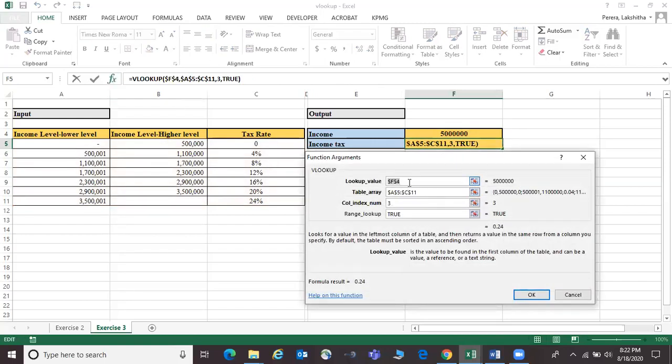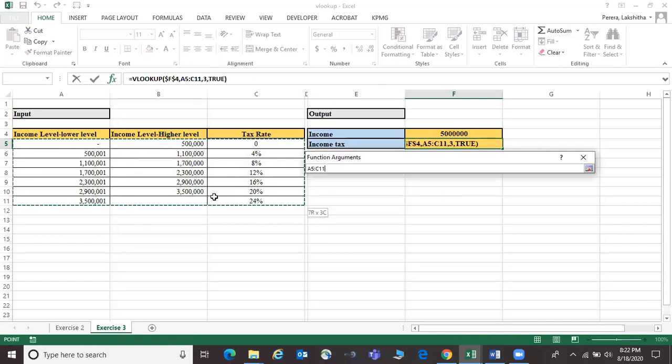Right. So we have given the income levels from 0, 500,000 likewise. And here Lakshita has done it very correctly. The very first thing you need to do is take the lower threshold. Yes. You have to take the lower threshold.